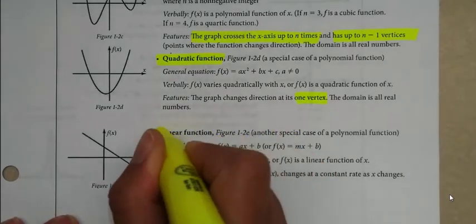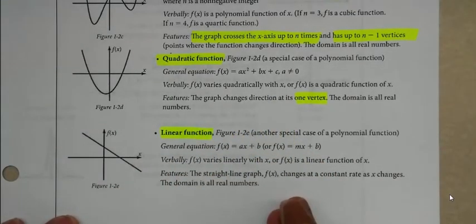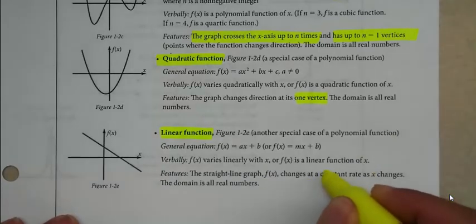Linear function, again, something you've been doing since probably 7th grade, I'm imagining. General equation where you've got a y-intercept and a slope, which also looks like this with the m. Always going to be a straight line. It's got a constant rate of change.